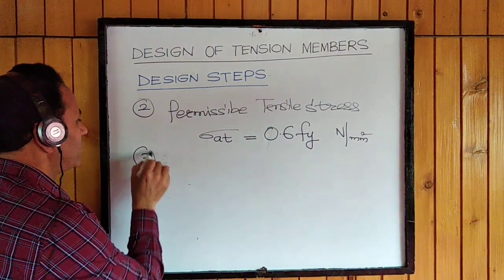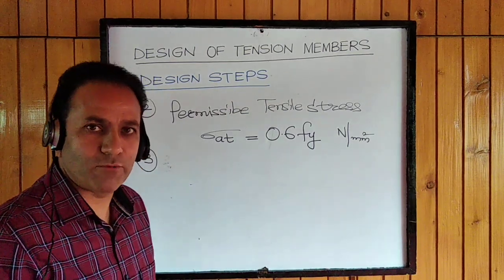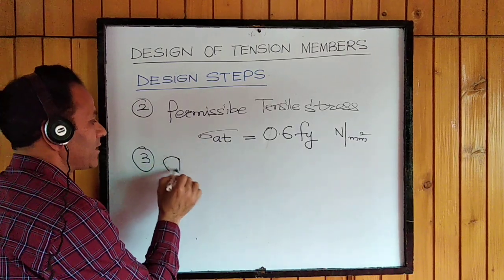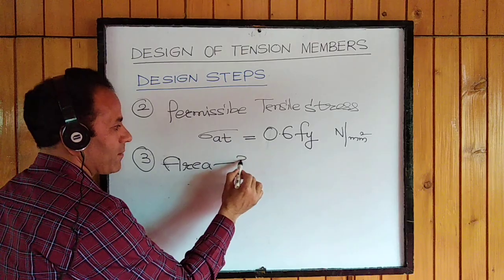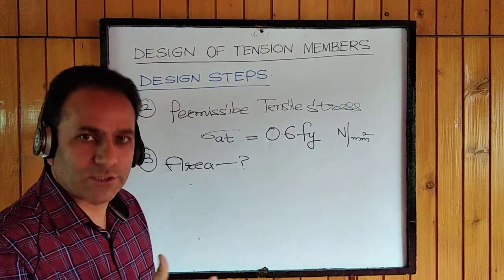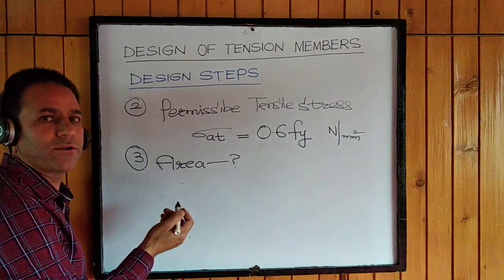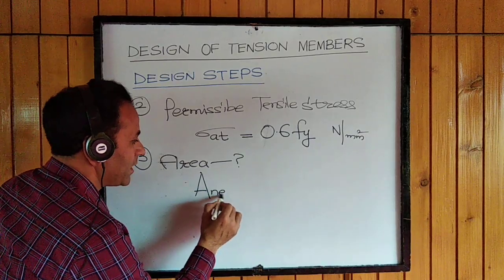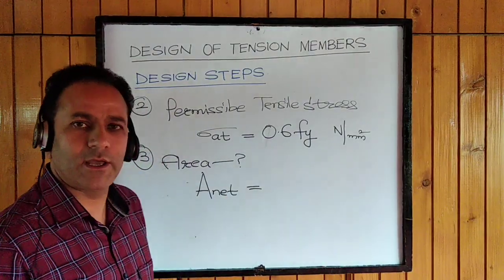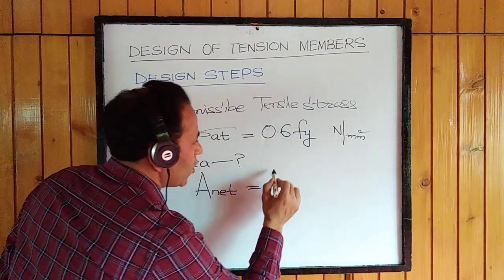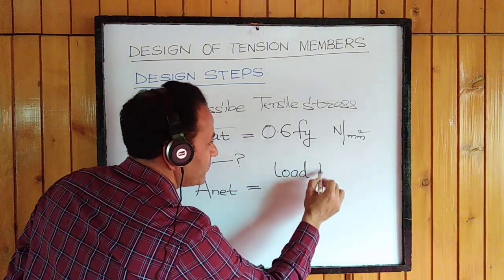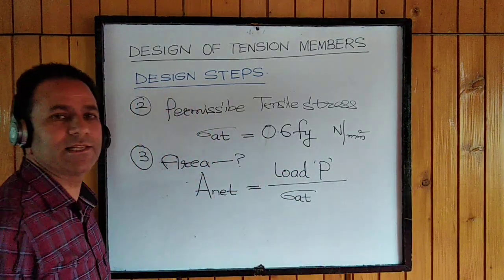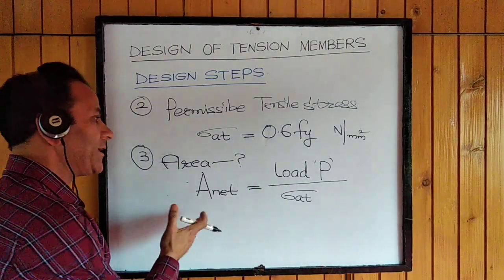Then we go to, before we select the member, before we get an idea which member is to be selected, we calculate the area requirements. Area of the member should be known to us so that we can select a certain section and then try whether it will suffice our requirements or not. So we come to net area requirement of the member. In the third step, we calculate the net area of the member, which is equal to the load which the member has to sustain divided by the permissible axial tensile stress. So this will give us the net area of the member.